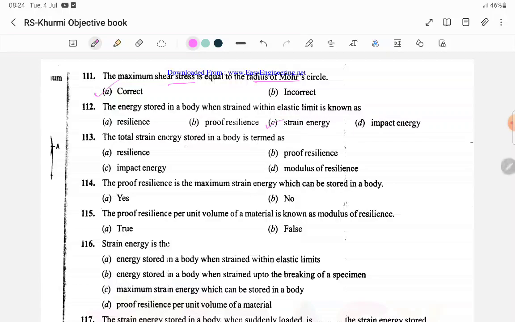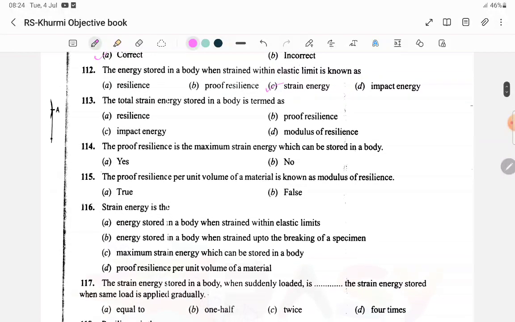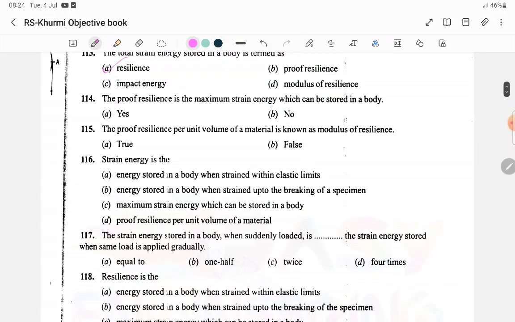The total strain energy stored in the body is termed as, what do we know it as? 113 is A, that is resilience. Proof resilience is the maximum strain energy which can be stored in a body. That's correct. Next, 115: proof resilience per unit volume of the metal is known as the modulus of resilience. That's correct.